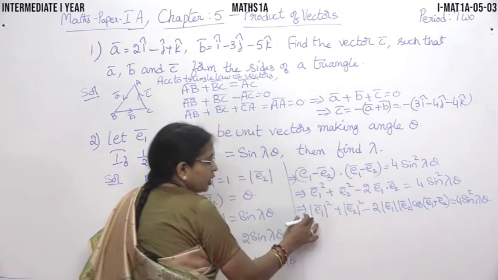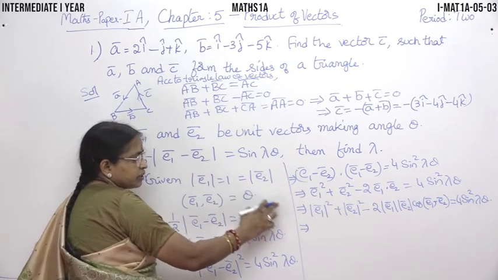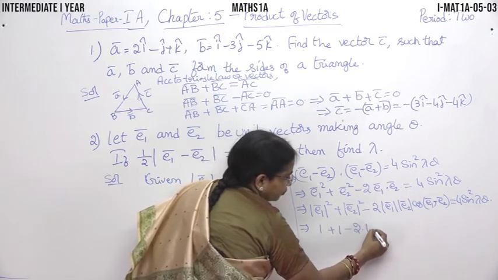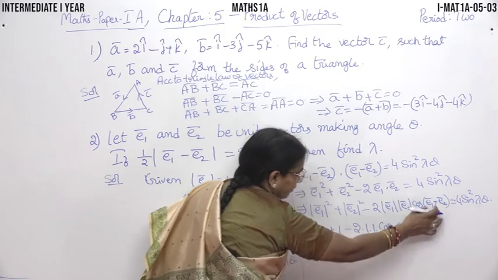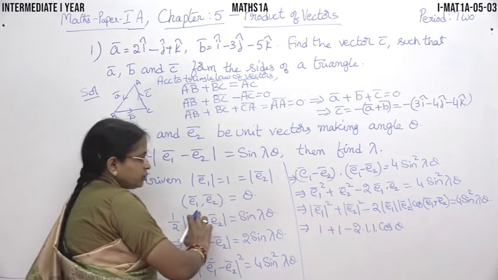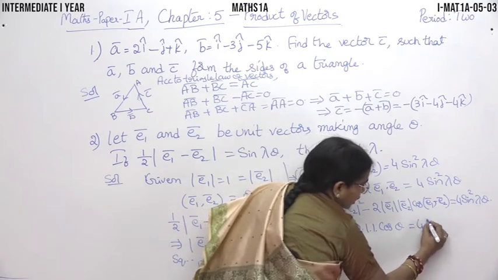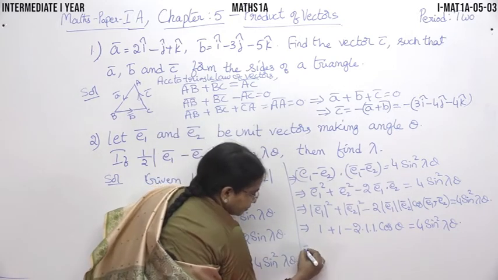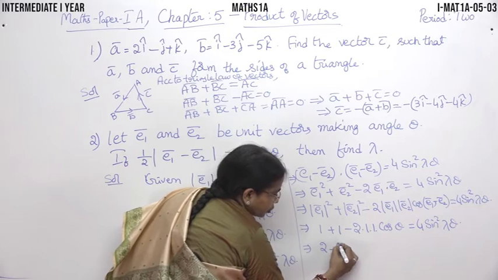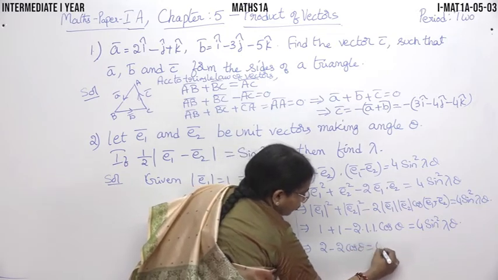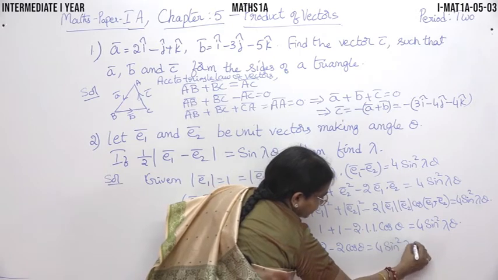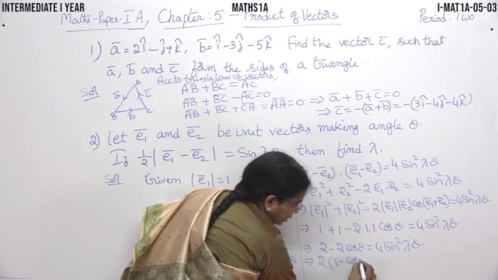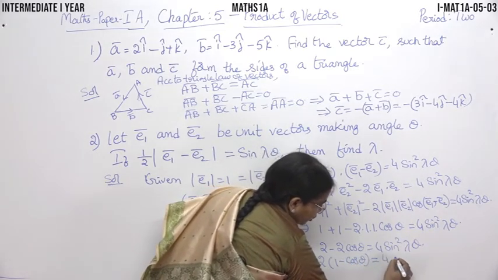Okay, so now mod E1 is 1. This is also equal to 1. So 1 square plus 1 square minus 2 into 1 into cos theta. The angle between E1 and E2 is given as theta. So write theta is equal to 4 sine square of lambda theta. Now, when you simplify, this becomes 2 minus 2 cos theta is equal to 4 sine square of lambda theta. Now, when you take 2 common, it is 2 into 1 minus cos theta is equal to 4 sine square of lambda theta.